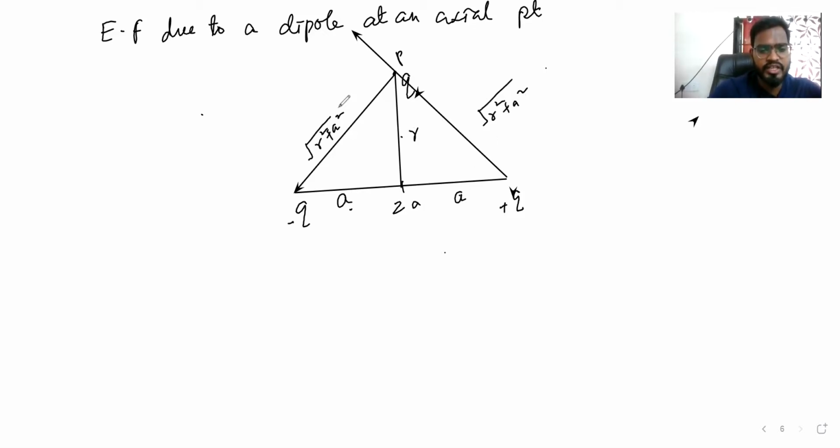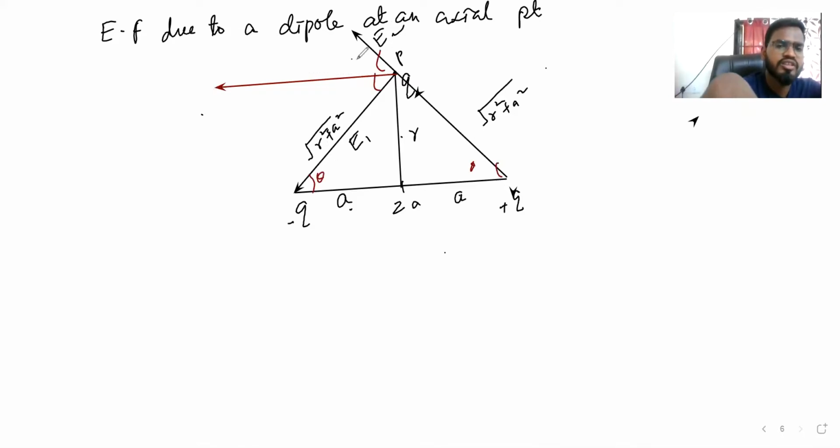Now we can find the net electric field easily. Let's consider this E1 and this E2. So the net electric field is going to be in this direction. Let's change the color. Now we can say the net electric field is going to be in this direction. Now guys, this is theta, so this will also be theta. This is theta, so this will also be theta. The thetas are the same because the angles are the same in the triangle.